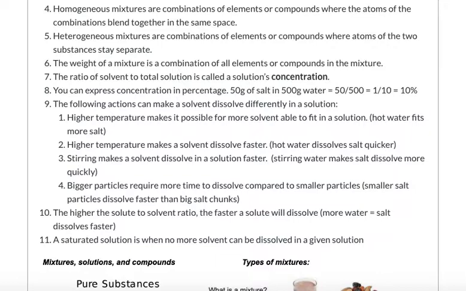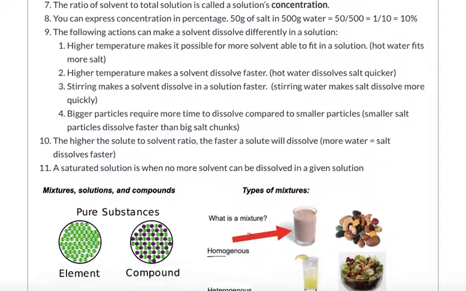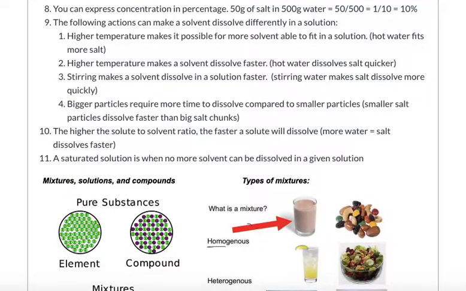7. The ratio of solvent to total solution is called a solution's concentration. 8. You can express concentration in percentage. 50 grams of salt in 500 grams water equals 50/500 equals 1/10 equals 10%.